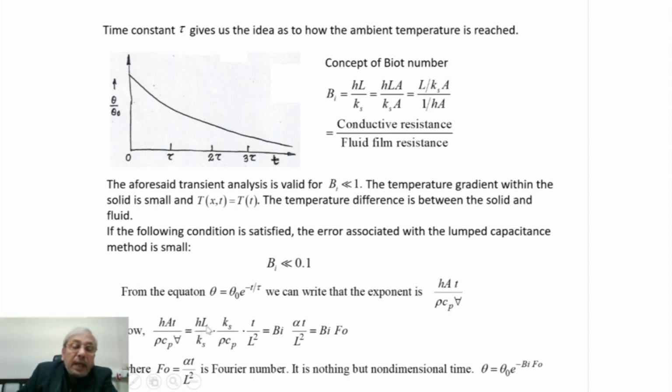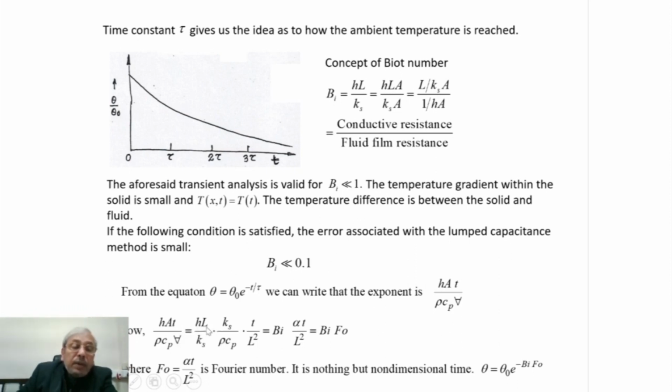We can write hL by Ks. We bring one L here. If we look at the dimensions, A is L square and V is L cube. So as such, here we have hT divided by rho Cp into L. A and V will produce 1 by L.